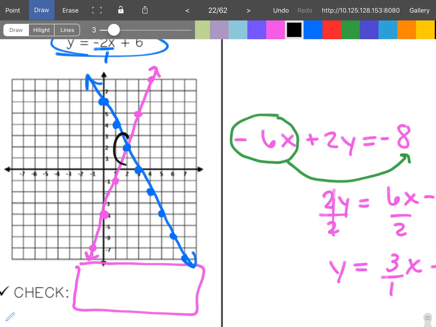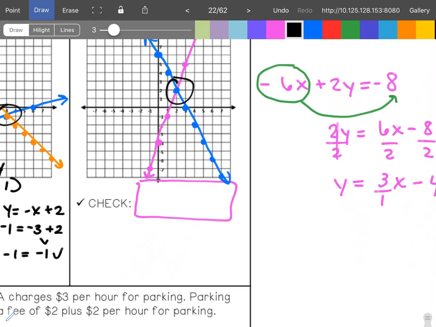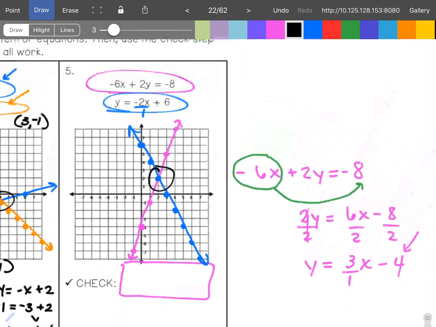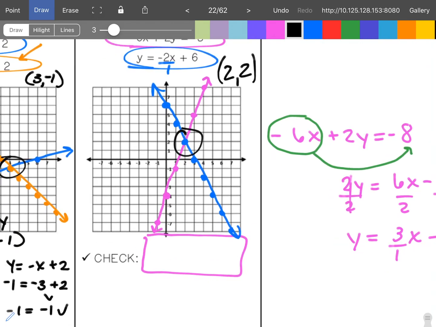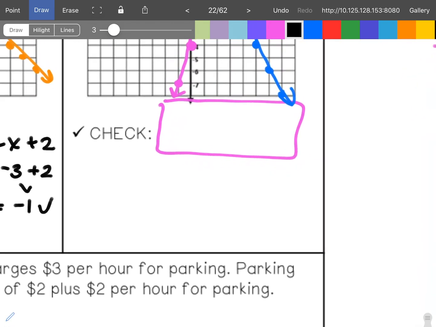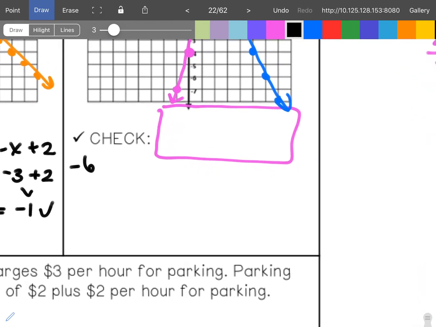And now you can see where they intersect right here. So figure out what that ordered pair is. Let's write down that ordered pair as our solution. If you said 2, 2, you would be correct. And now let's check it. So we have to write both of those equations down that we had.